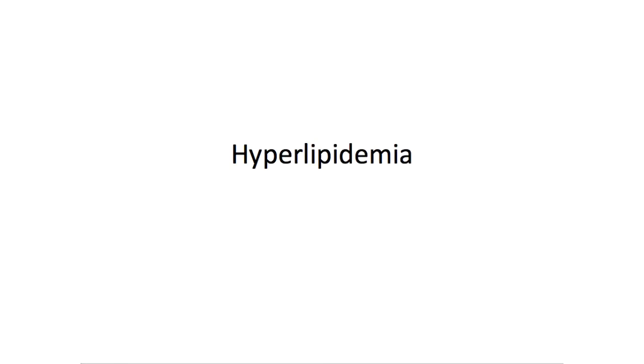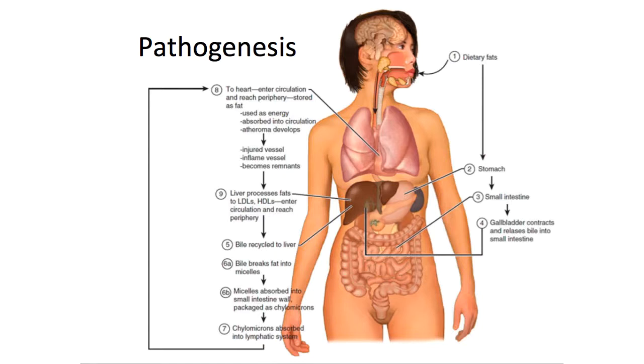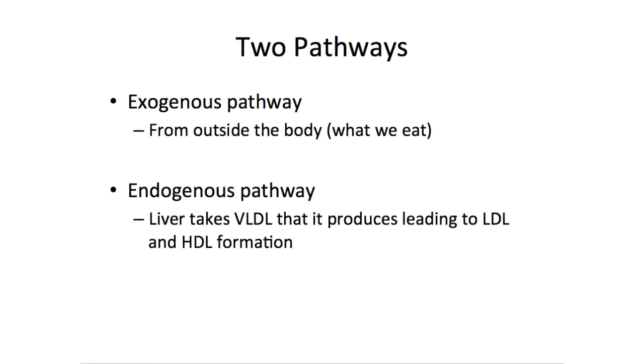Let's first take a look at hyperlipidemia. This image from Karch provides an excellent summary of fat metabolism and its contribution to hyperlipidemia and atherosclerosis. We'll take a closer look at the pathogenesis of hyperlipidemia to clarify some key processes. Lipid metabolism can be broken down into two pathways, the endogenous and exogenous pathway. The exogenous pathway refers to outside the body. It's what we eat. The endogenous pathway, on the other hand, begins with the liver, which takes very low-density lipoproteins that it produces, leading to low-density lipoprotein and high-density lipoprotein formation.